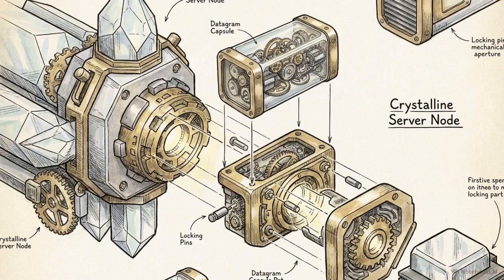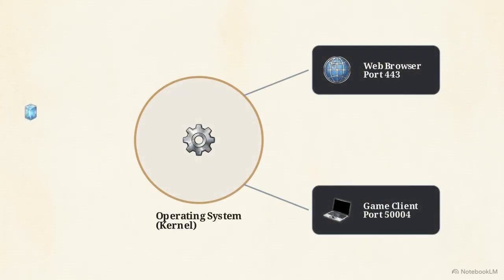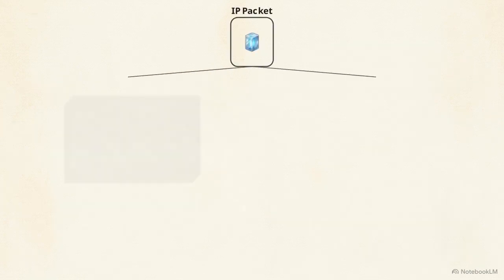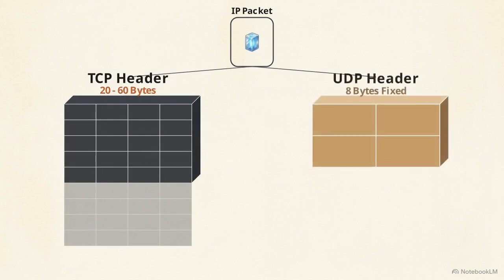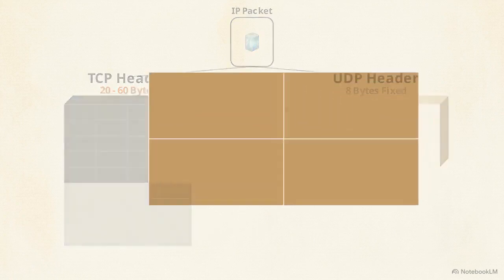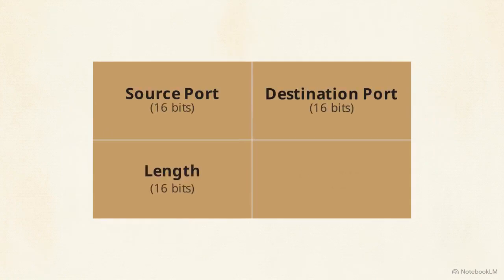When an Internet Protocol, or IP, packet arrives at a machine, it only knows the destination hardware. The operating system needs a Layer 4 transport wrapper to demultiplex that data and route it to a specific application, like a web browser or a game client. TCP accomplishes this with a heavy header, requiring anywhere from 20 to 60 bytes of overhead. UDP, conversely, achieves application routing using a hyper-efficient, strictly fixed 8-byte block divided into just 4 fields.